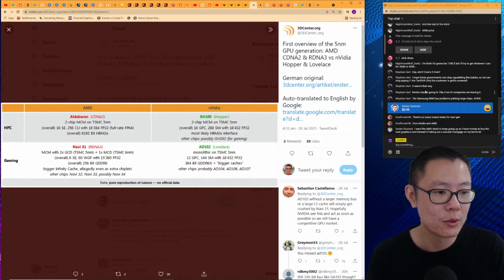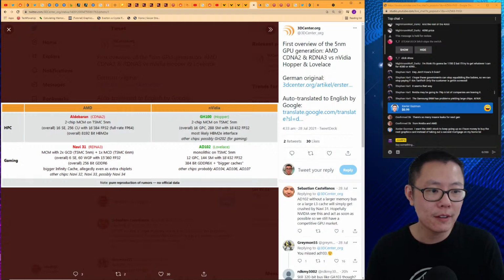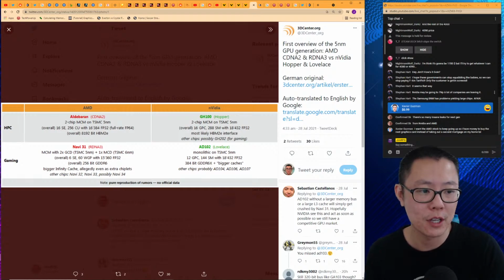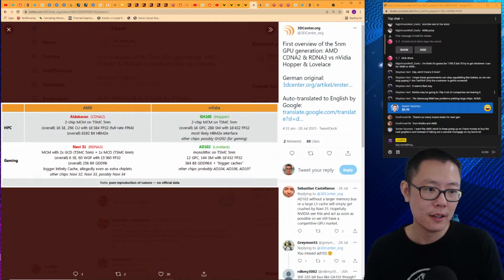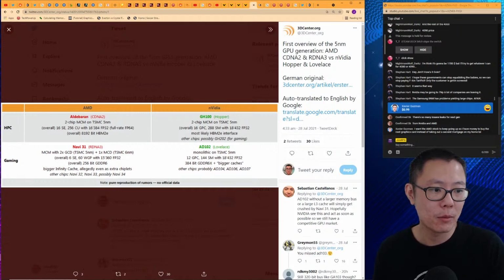Nvidia may be going to 7NP. A lot of companies are leaving it. The Samsung 8 nanometer has problems yielding large chips as far as I know. So Steven also agrees with me that there would still be a good enough jump to 7 nanometer then. Yeah, so Samsung 8 nanometer has problems yielding large chips, as far as I know.